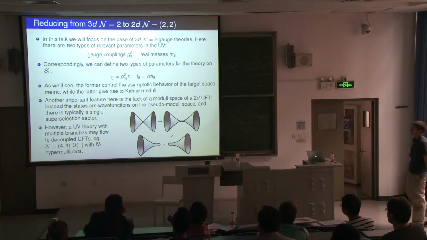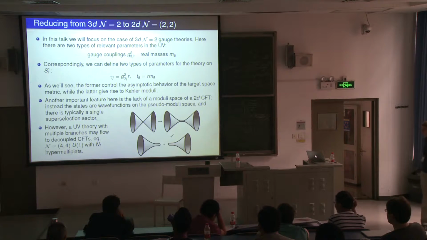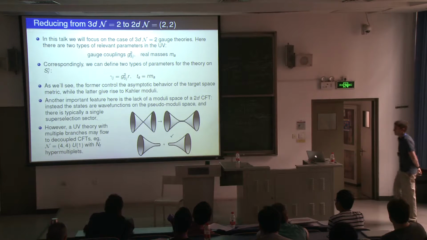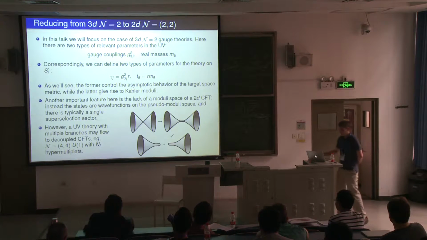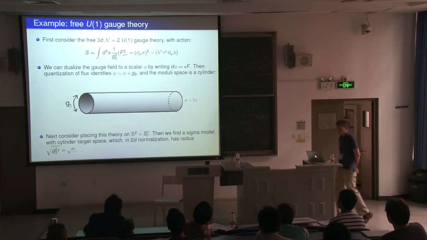So in a UV theory which has multiple branches, for example, if you look at an N=4 gauge theory, which has a Higgs and a Coulomb branch, these branches can, as we undergo RG flow in 2 dimensions, develop long throats where they connect, and at infinitely low energies, they can flow to decoupled CFTs. And so we can find a direct sum of decoupled CFTs. And this is going to play an important role when we describe the reduction from 3D.